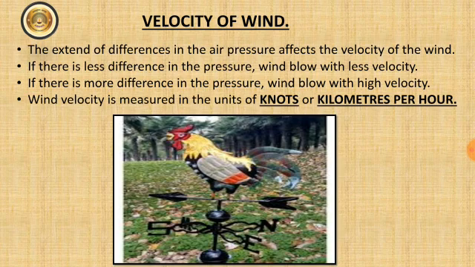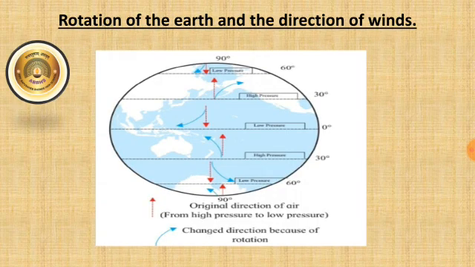Now next is the rotation of the earth and the direction of the winds. Now look at the image and observe it carefully. The direction of wind is influenced by the rotation of the earth. We all know that the earth rotates from the west to the east. The rotation of the earth causes the change in the original direction of the winds.